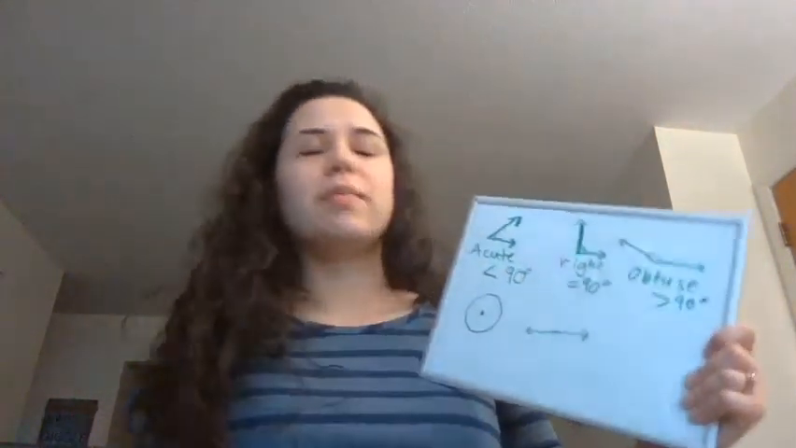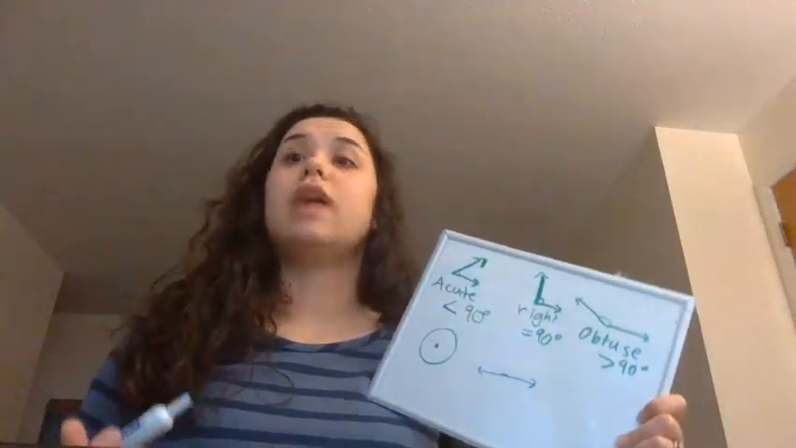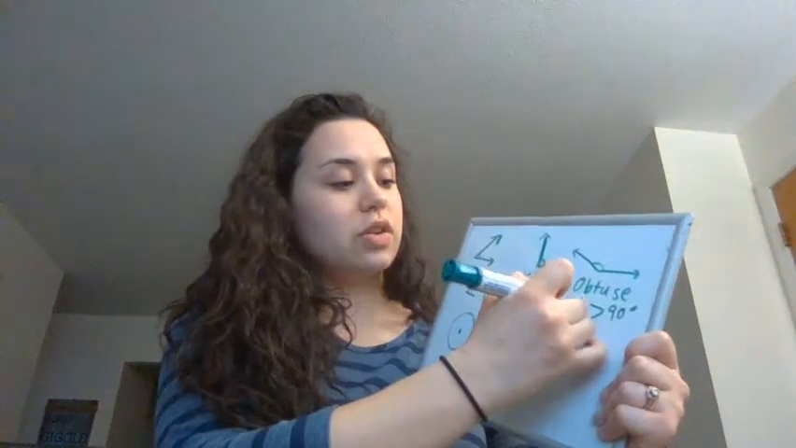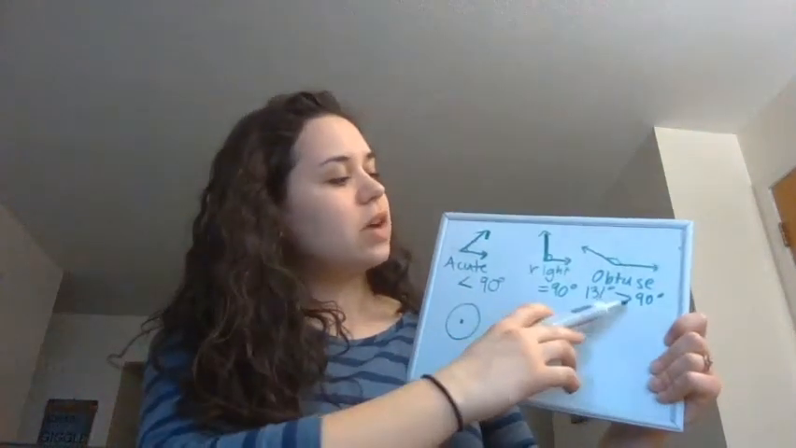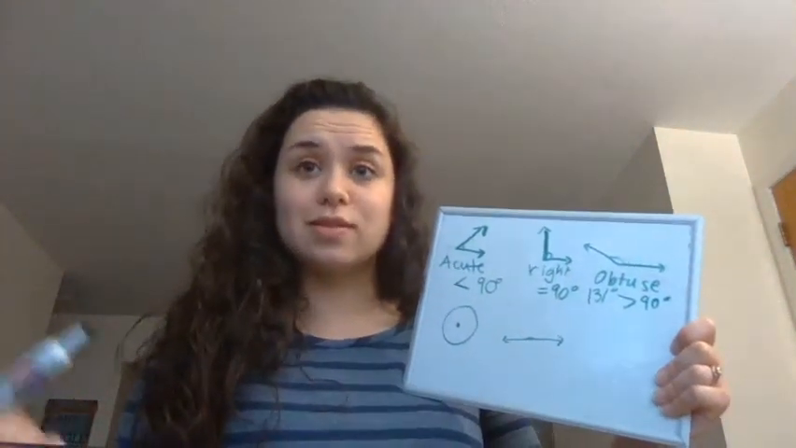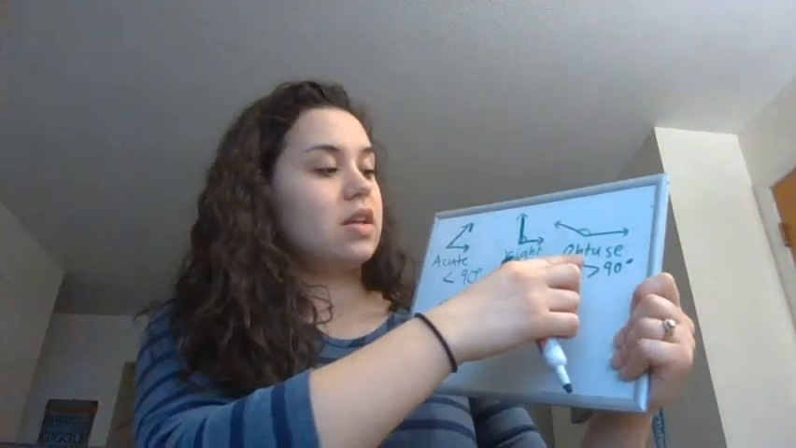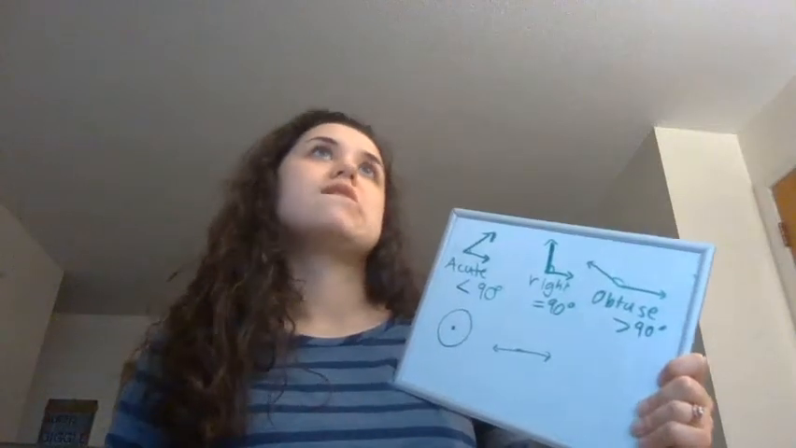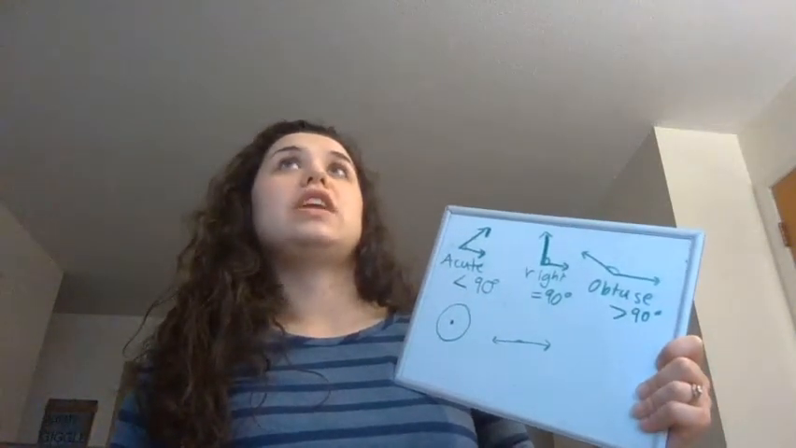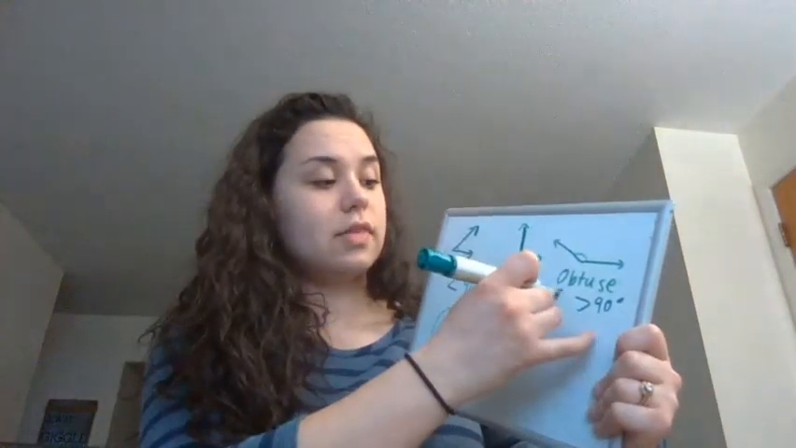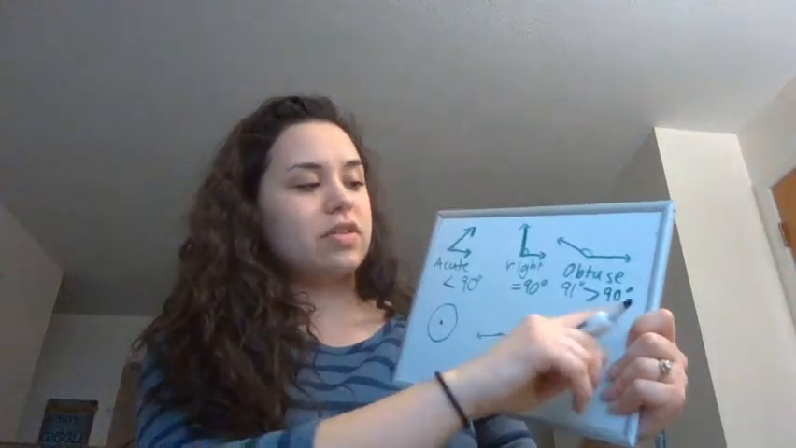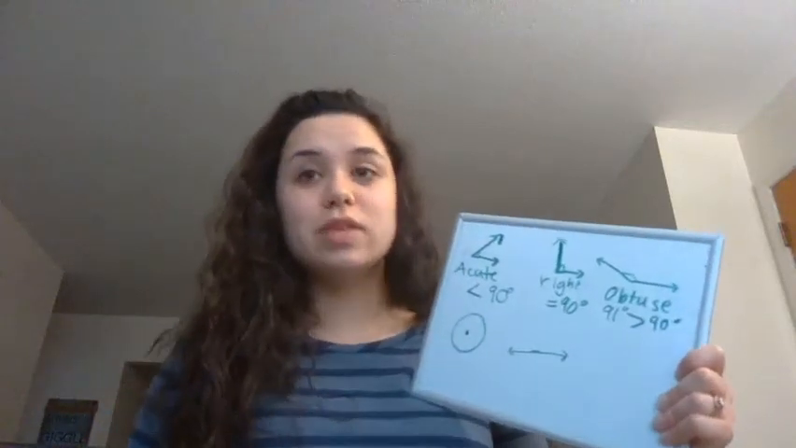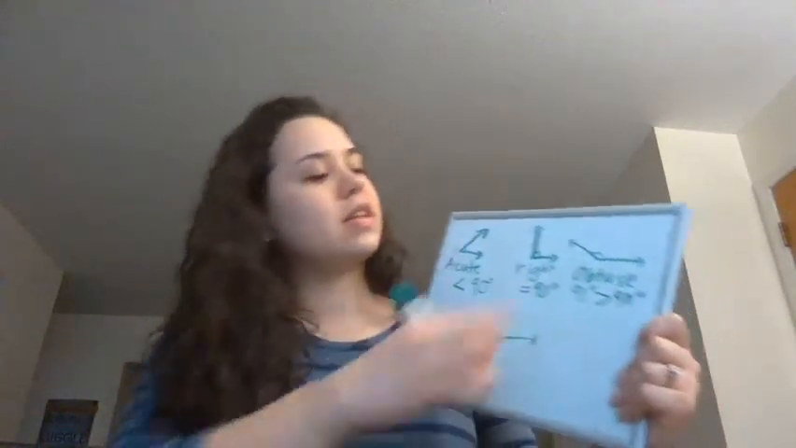How about another measurement bigger than 90? How about 131? 131 degrees is greater than 90. That is a true statement. So that is an obtuse angle. Let's think of one more. How about 91? 91 degrees is greater than 90. Yep, even though it's only 1 degree, it's still an obtuse angle because it's greater than 90.